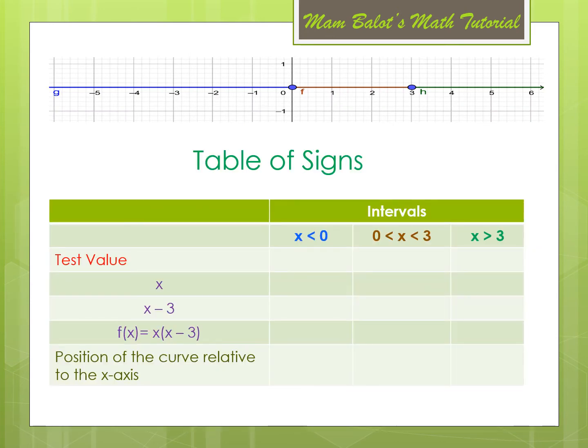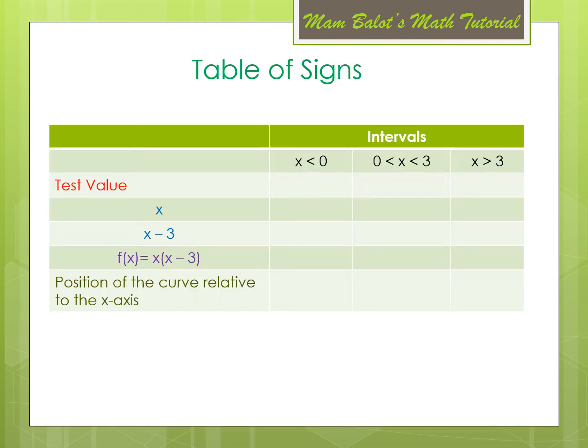So from those intervals, we can now create our table of signs. There. So we have now the intervals. x is less than 0, which is colored in blue. Then x is greater than 0 but less than 3. And x is greater than 3. From each interval, we will choose one value as our test value. So for x less than 0, we have the value of -1. For x between 0 and 3, we can have the test value as 1. And for x greater than 3, we can have 4.